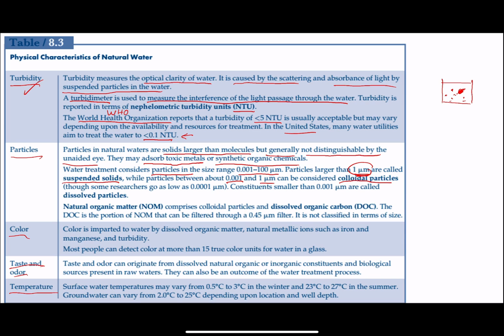Constituents smaller than 0.001 micrometer are called dissolved particles. So there is suspended with a range of sizes, there is colloidal particles, and at the end, there is dissolved particles. Of course, natural organic matter, that we talked about earlier, comprises colloidal particles and dissolved organic carbon, DOC. This DOC is a portion of NOM that can be filtered through a 0.45 micrometer filter.